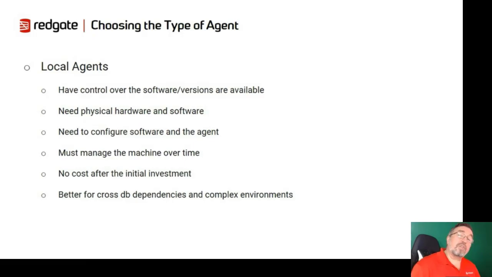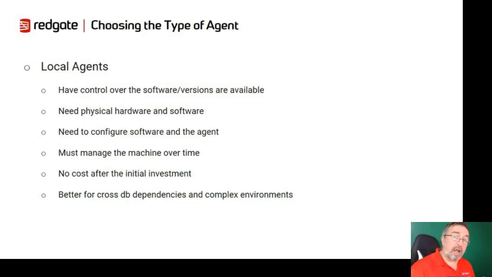But other than the initial investment cost to get a machine or a virtual machine set up, there's no added cost. If you want to make 1 million of these and you've already got 1 million machines, go ahead. You can set it up. It also is great for cross-database dependencies. If you've got a very complex environment, you can have your complex environment be the host for the agent, which gives you a lot of flexibility there.